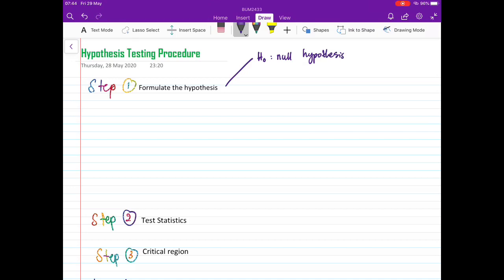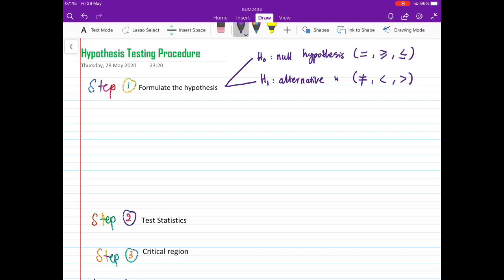In the null hypothesis, the symbol must have an equal sign. It's either equal, greater than and equal, or less than and equal. And then, if you have a null hypothesis, you will have H1, what we call the alternative hypothesis. It's the opposite of the null hypothesis, where the symbol is unequal, less than, or greater than.